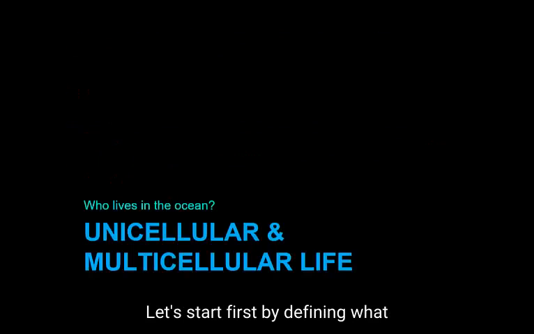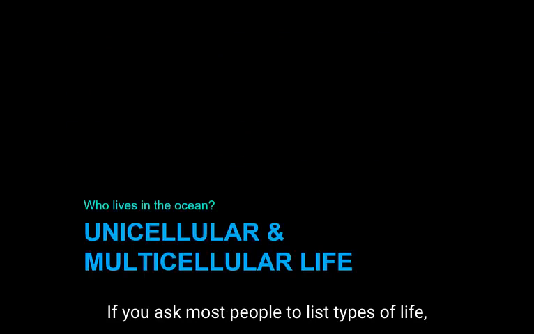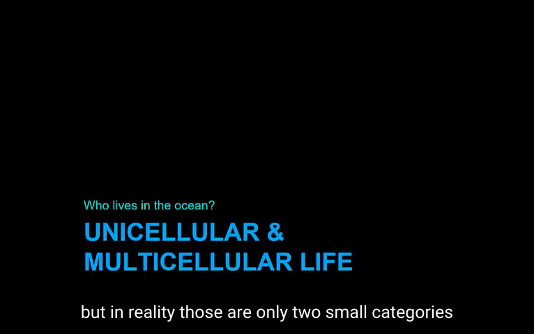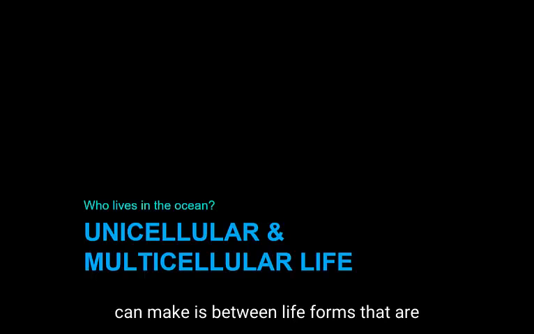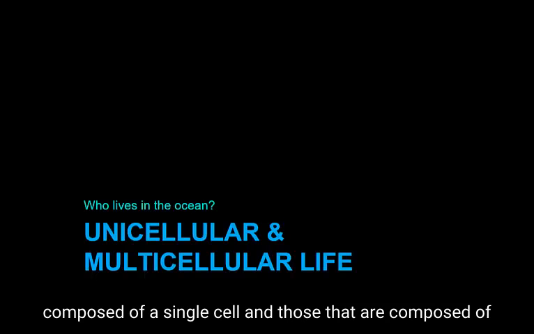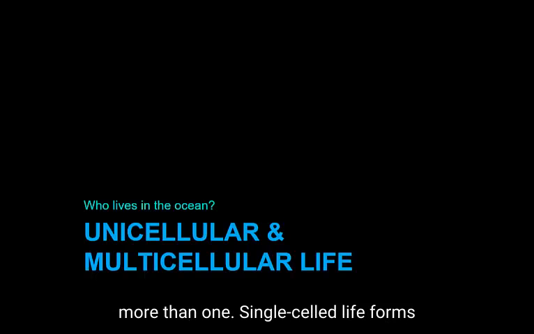Let's start first by defining what types of organisms live in the ocean. If you ask most people to list types of life, they might list plants and animals. But in reality, there's only two small categories of life, and there are many more. One of the most fundamental distinctions we can make is between life forms that are composed of a single cell and those that are composed of more than one.